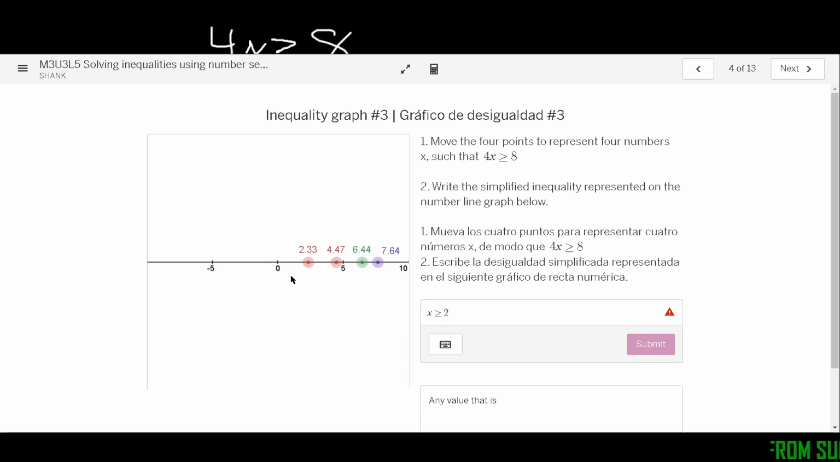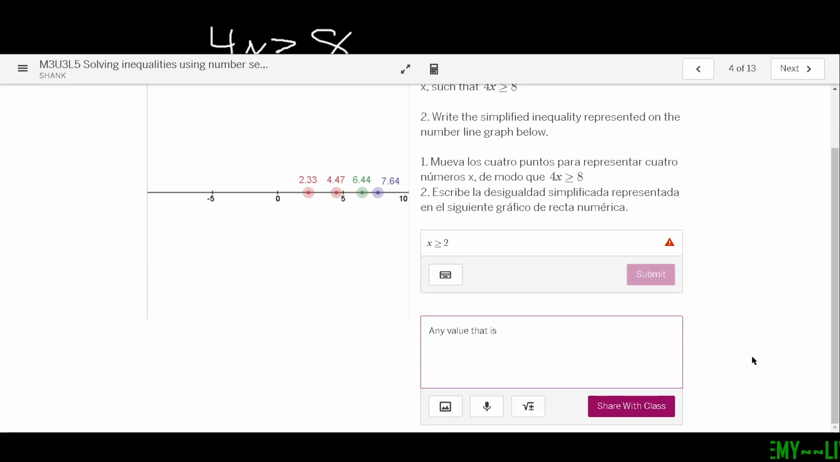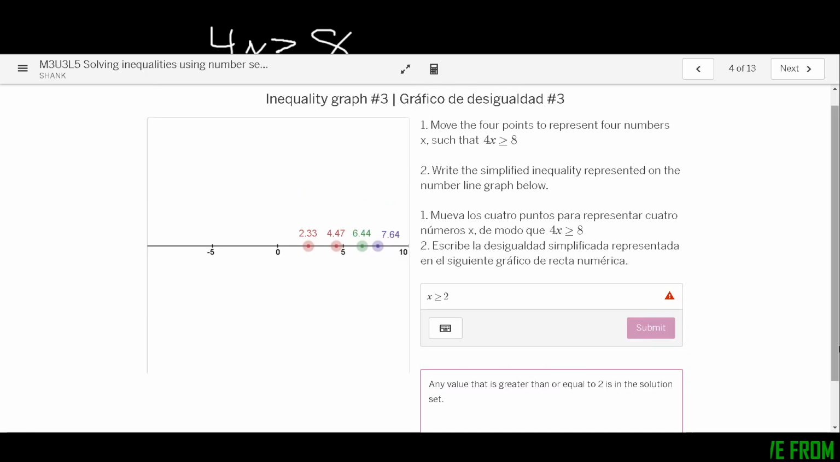So notice how it's shaded to the right because it's pointing to the right. So I'm going to say, what do I have down here? I'm going to say any value that is greater than or equal to 2 is in the solution set. So again, be able to go from the equations or the inequalities to the graph to be able to say a little sentence about the graph.